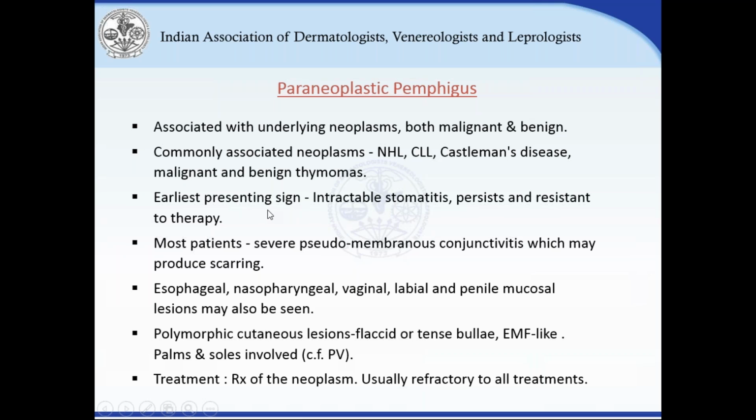And the earliest presentation sign, in fact, the most glaring sign that will stare in the face, is intractable stomatitis. There is severe mucositis. It is resistant to therapy. And most patients have a severe pseudomembranous conjunctivitis, which may produce scarring. Esophageal, nasopharyngeal, vaginal, labial, and penile mucosal lesions may also be seen.